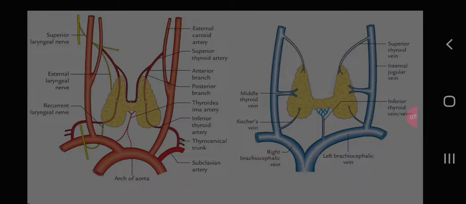Superior laryngeal nerve, external laryngeal nerve, recurrent laryngeal nerve, external carotid artery, superior thyroid artery, anterior branch, posterior branch, thyroidea ima artery, inferior thyroid artery, thyrocervical trunk, subclavian artery, arch of aorta, middle thyroid vein, Kocher's vein, right brachiocephalic vein, left brachiocephalic vein, inferior thyroid vein, internal jugular vein, superior thyroid vein.